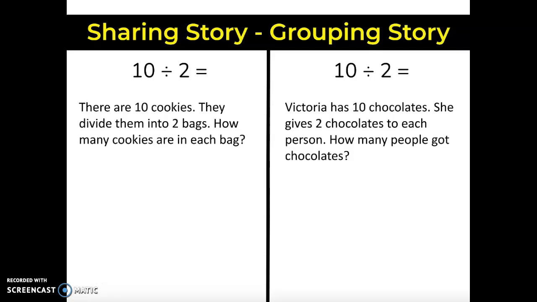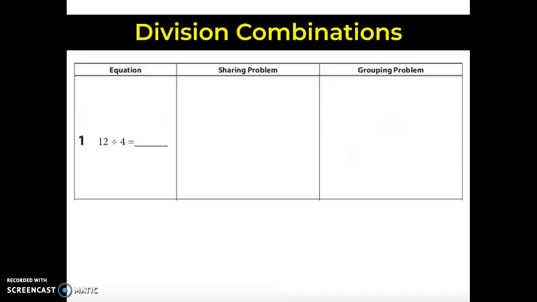A grouping story for 10 divided by 2 would be Victoria has 10 chocolates. She gives 2 chocolates to each person. How many people got chocolates? So in this scenario, we didn't know how many groups there were, but we knew how many we were going to give to each group. And so our question, how many people got chocolate, is like asking how many groups got chocolate, and that's why it's a grouping story.